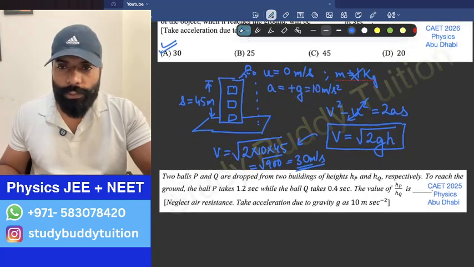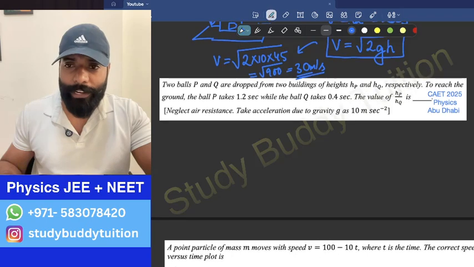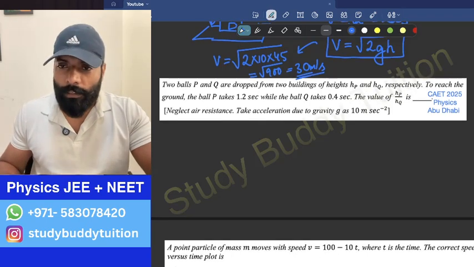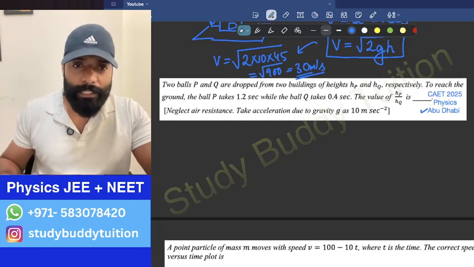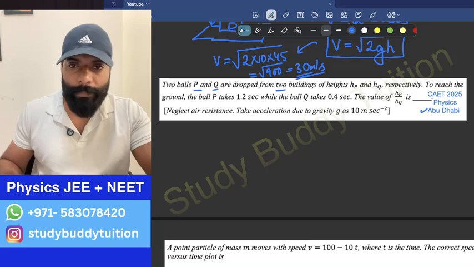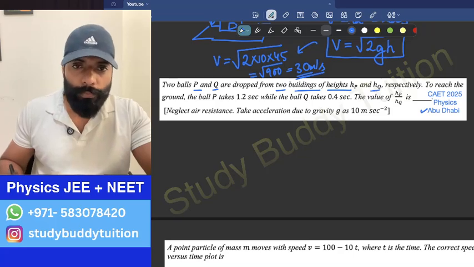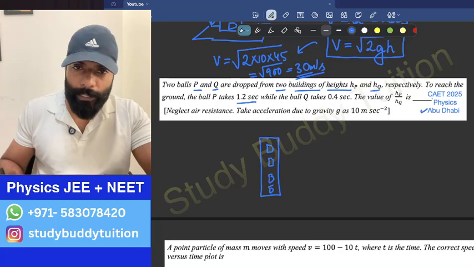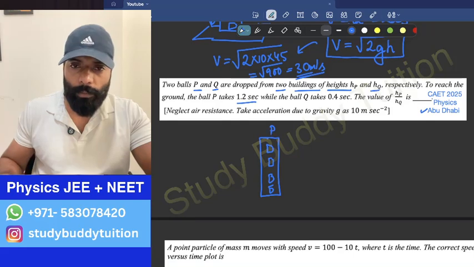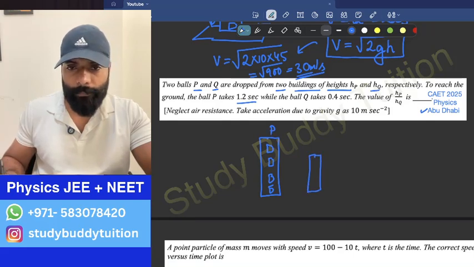Now, a similar type of question was asked in CAT 2025 for the IIT Delhi Abu Dhabi branch. In this question, they are saying that there are two balls P and Q, and we are dropping them from two different buildings which have heights of HP and HQ respectively. The first one is taking a time of 1.2 seconds. So I can say the first building, the P building, its height is more as compared with the Q, because Q is taking less time.